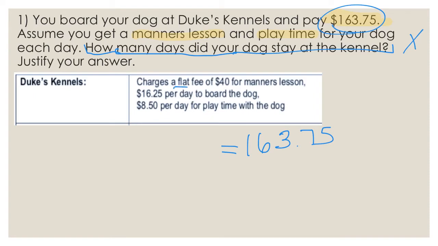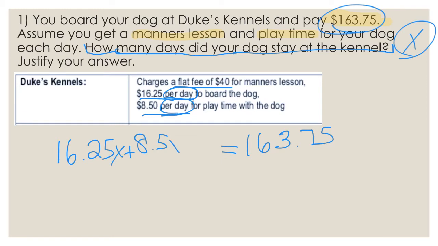So let's figure out our charges. We have a flat fee of $40 for manners lessons. And then we have $16.25 per day and $8.50 per day. Anytime I see per day, I know I'm going to multiply with my X. So I have $16.25 per day and $8.50 per day. And then my flat fee of $40.